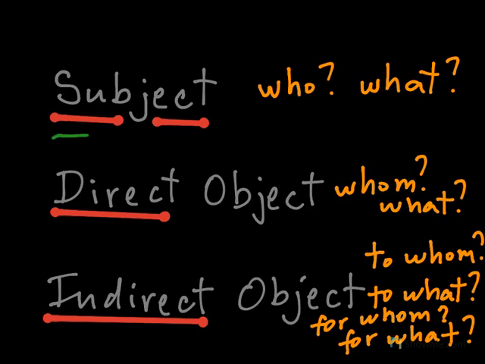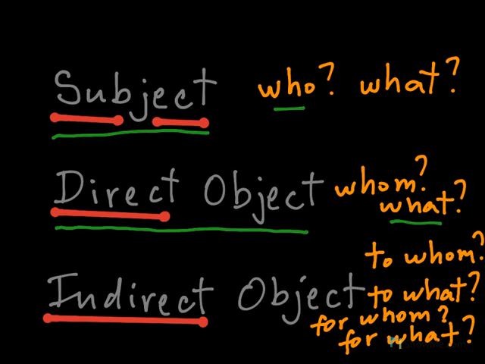The sentence has to have a subject because it is who or what does something. It rains, I go, she eats, so it has to be there. Then the direct object. What receives the action of the verb? For example, we eat cheese. Who eats? We. That's the subject. What do we eat? Cheese. That is the direct object because it receives the action of the verb.